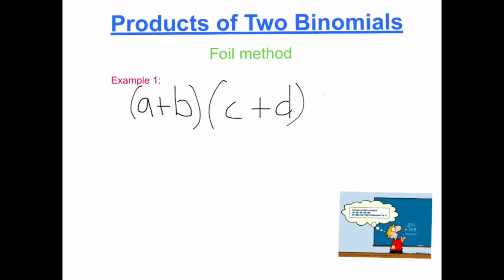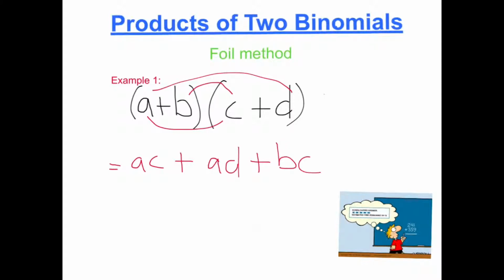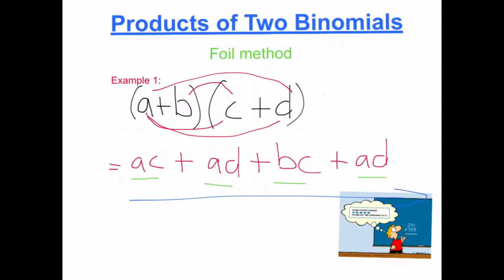Here is our first example on products of two binomials. We'll be using the FOIL method, which we just learned. So, firstly, we take the F, which is the first two terms, A and C, times those together and get AC, and then our next will be the outer terms, AD. Then our inner terms, B and C. Then lastly, our last terms, BD. And there are no like terms here, as you can see.